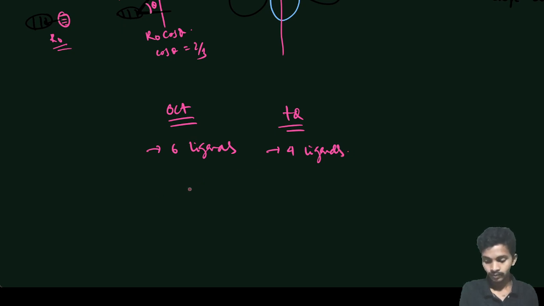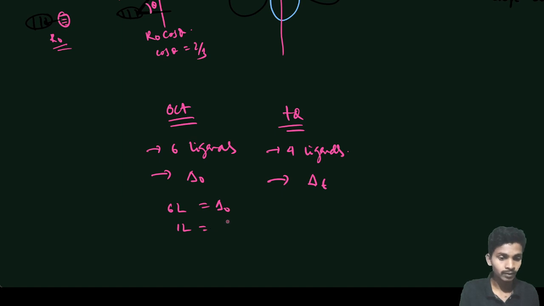So the total splitting is delta naught for this. Here the total splitting is delta T. Okay, and what we know is that for 6 ligands there is a splitting of delta naught, because 6 ligands are coming. So for 1 ligand it will have delta naught upon 6, and here for 1 ligand we have delta T upon 4.